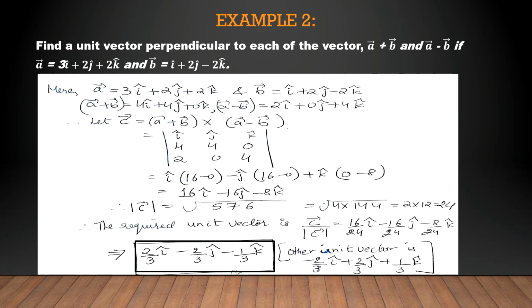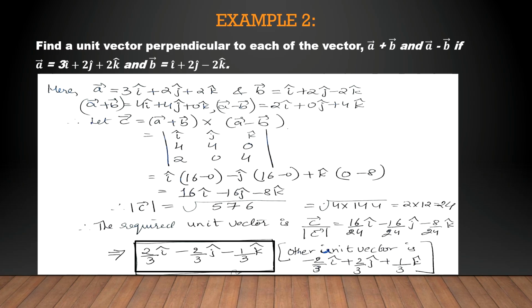3 plus 1 i, 2 plus 2 j, 2 minus 2 k. So that is vector a plus b. Similarly, vector a minus b. You need a vector which is perpendicular to both the vectors. So let that vector be C. So you need to find the cross product of a plus b and a minus b, these two vectors. So use the determinant formula, put the values.